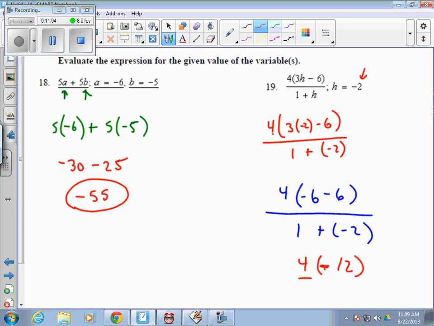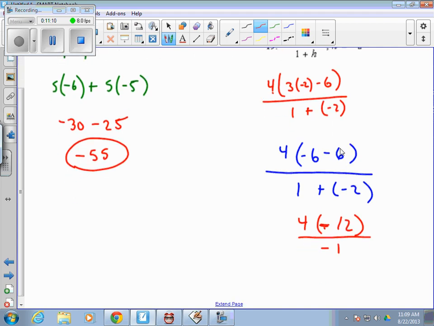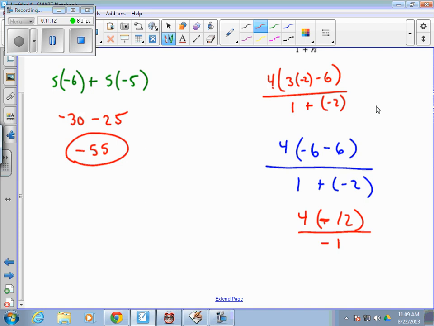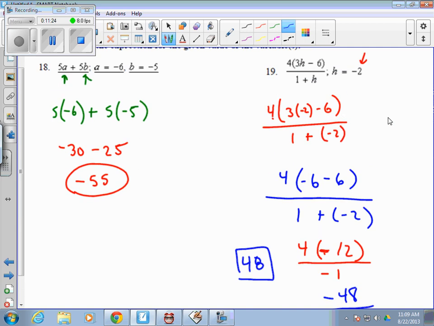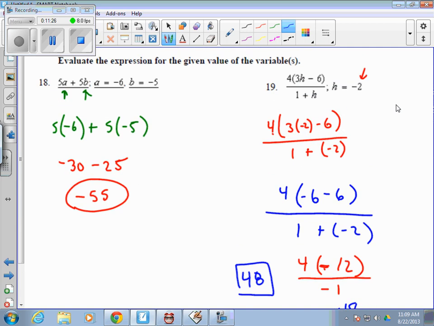Still multiplying by 4. 1 plus a negative 2 is the same thing as 1 minus 2, which is negative 1. 4 times negative 12 is negative 48. So now you have negative 48 divided by negative 1, and a negative divided by a negative, to simplify, is a positive 48. Positive 48 for number 19.